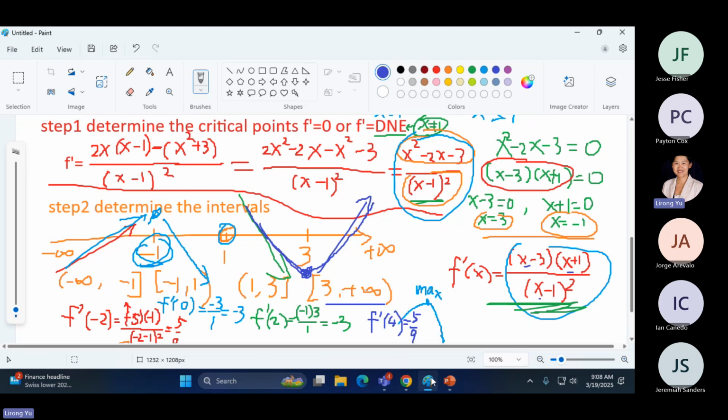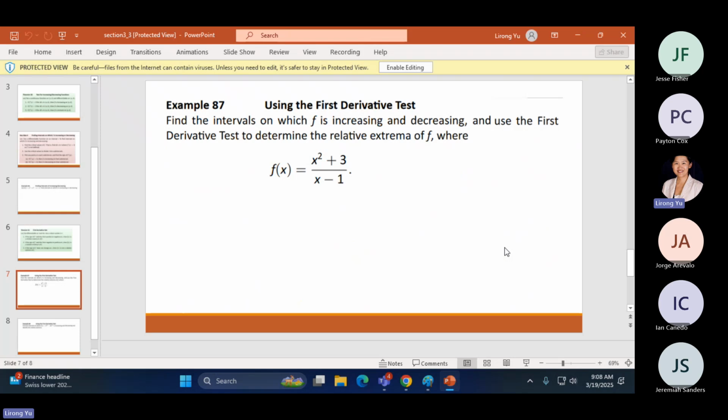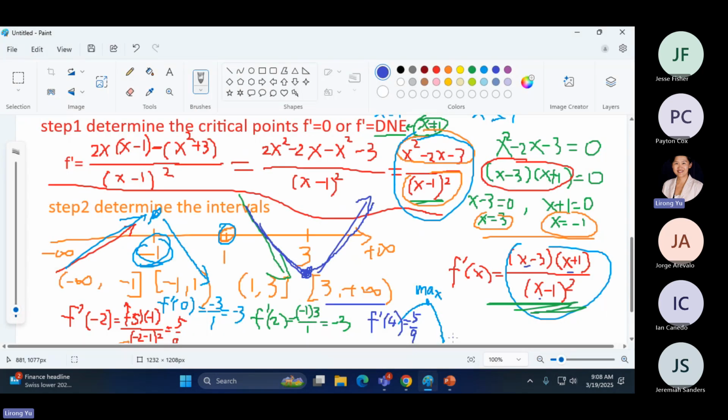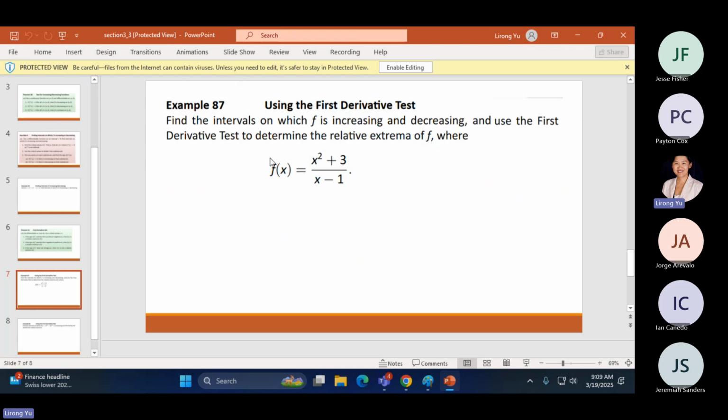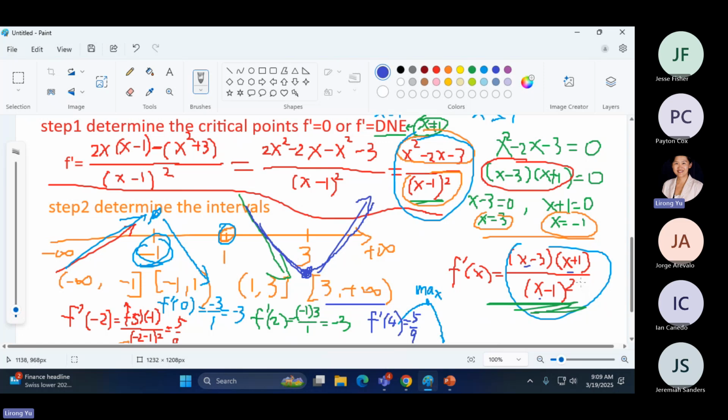Let's go back to the question itself. The increasing intervals are -infinity to -1 and 3 to infinity. The decreasing intervals are -1 to 1 and 1 to 3. Those are the two intervals where the function is decreasing. For the relative extrema of the function, we have a relative maximum at -1. We have a relative minimum at 3. And I finished the entire question. Any question?